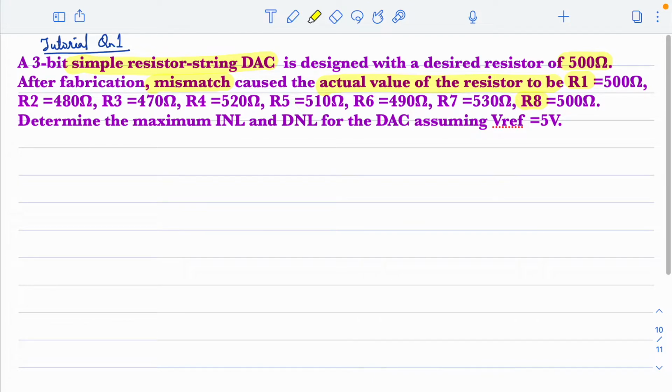How will you go ahead with this? Whenever there is resistor mismatch, we can say that it will lead to some kind of non-linearity, right? Because for every input digital code, digital word, we are expecting an output voltage. But now, due to mismatches, the output voltage will deviate from the ideal value. So that will lead to DNL as well as INL. So let us see how to proceed with this.